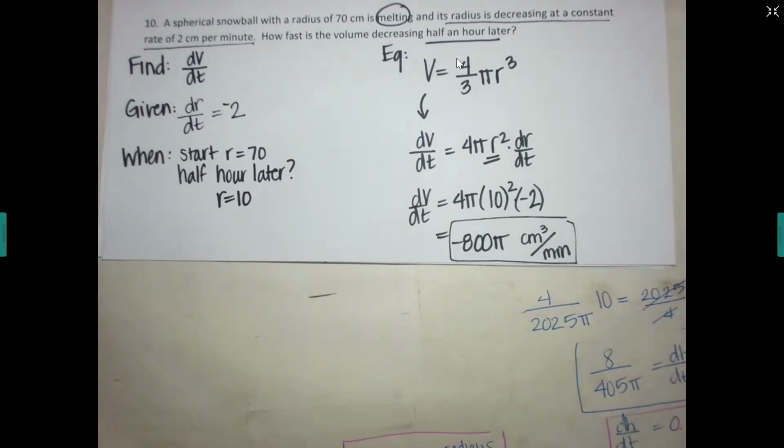Another thing just to kind of think about is why did the rate come out negative? Because overall, what's happening to the volume of the snowball as it melts? It's decreasing. So a negative means that thing is shrinking versus a positive would mean that thing is growing. Okay?